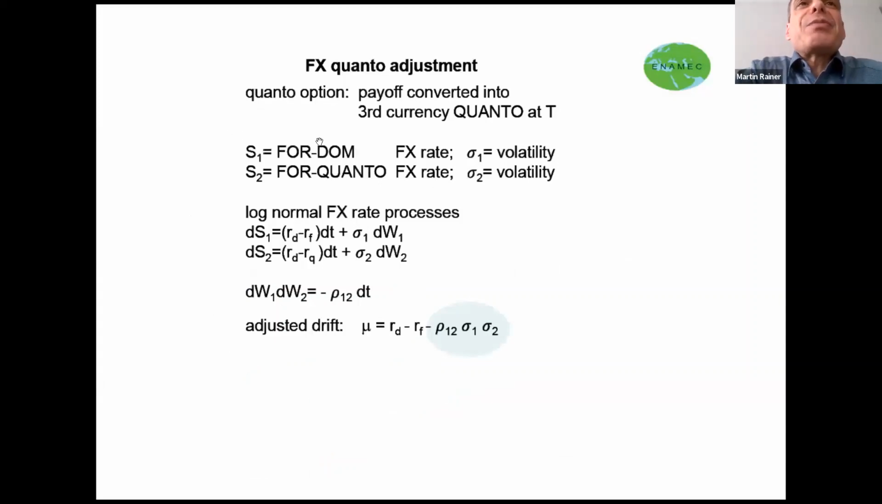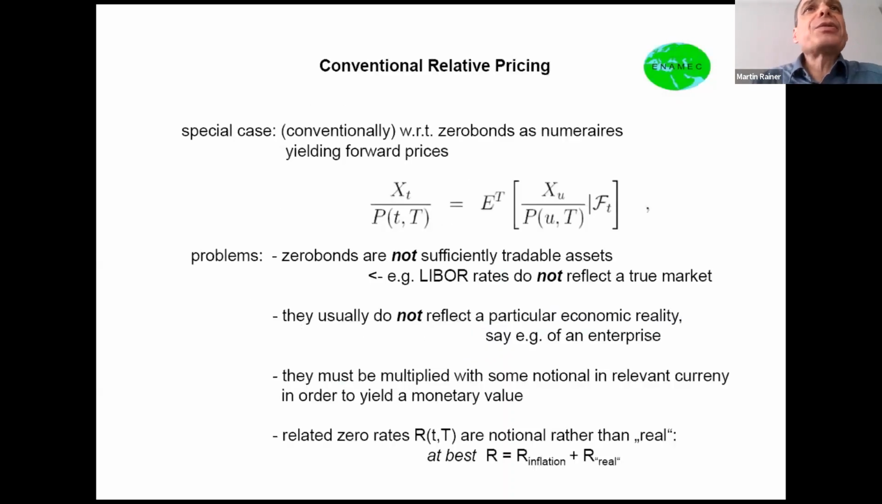Another example is if you have quanto. Quanto means we have different foreign currencies. We have a foreign currency and a domestic currency, and two different types of exchange rates, and we have two types of log normal forward rate processes. These two processes are correlated, and this correlation again leads to a drift adjustment, which is in a sense also an effect of the Girsanov theorem.